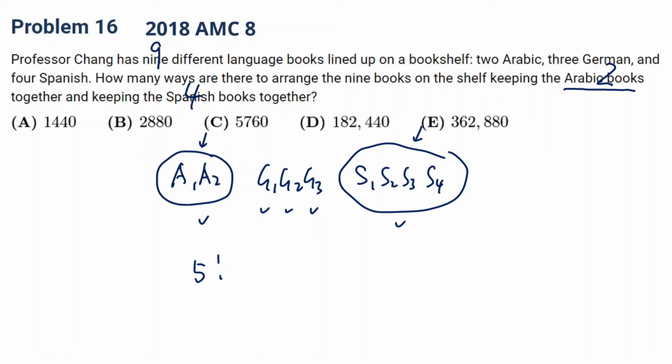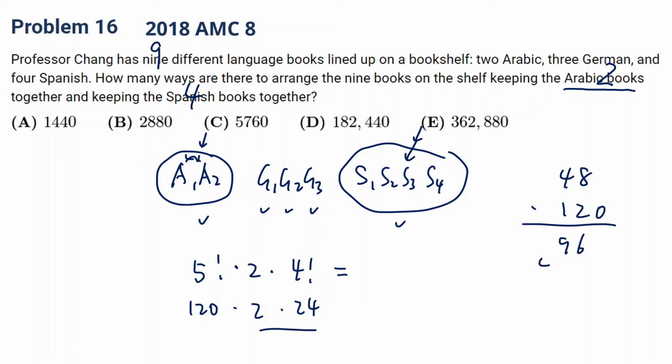And now inside the first package, we have 2 different ways, so times 2 because they can switch. And inside the Spanish package, we have 4 factorial, 24. That will be the answer. Let's finish the calculation. So 4 factorial will be 24, 5 factorial will be 120, then times 2. Okay, so it's going to be 48 times 120. Yes, we get the answer, 5760.